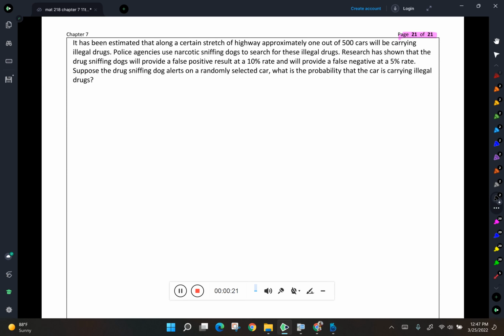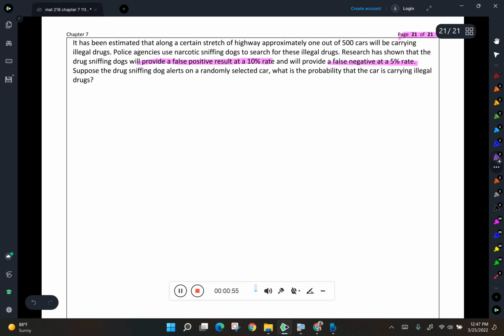It reads, it has been estimated that along a certain stretch of highway, approximately 1 out of 500 cars will be carrying illegal drugs. Police agencies use narcotic sniffing dogs to search for these drugs. Research has shown that the drug sniffing dogs will provide a false positive result at a 10% rate and will provide a false negative at a 5% rate. Suppose that a drug sniffing dog alerts on a randomly selected car. What is the probability that the car is carrying illegal drugs?